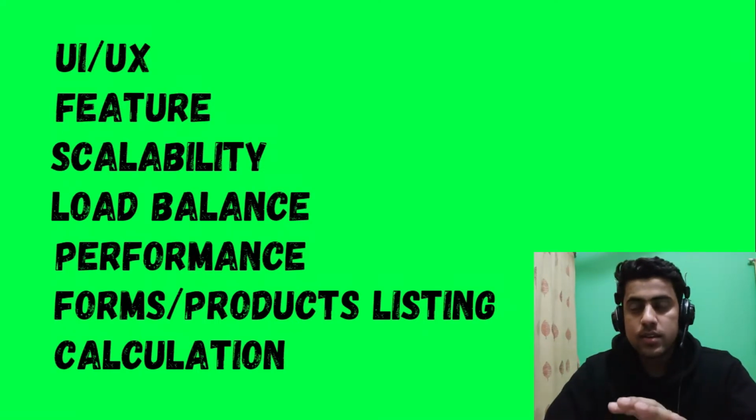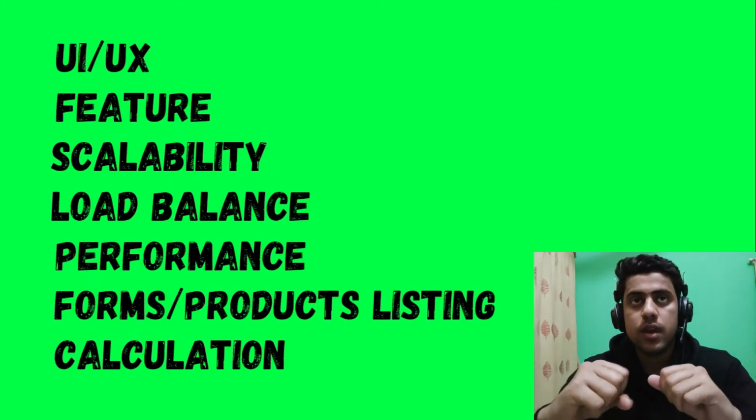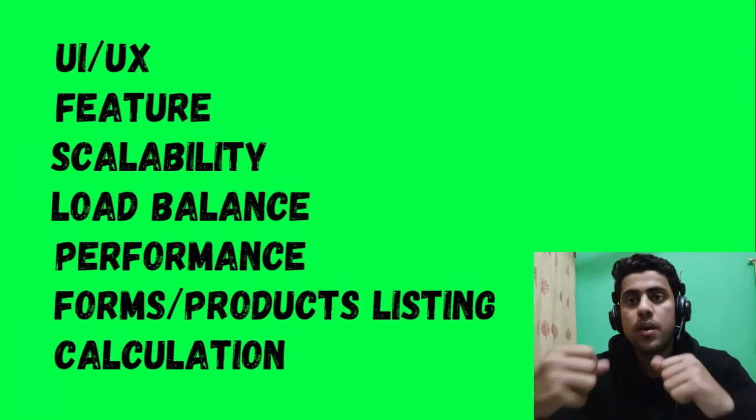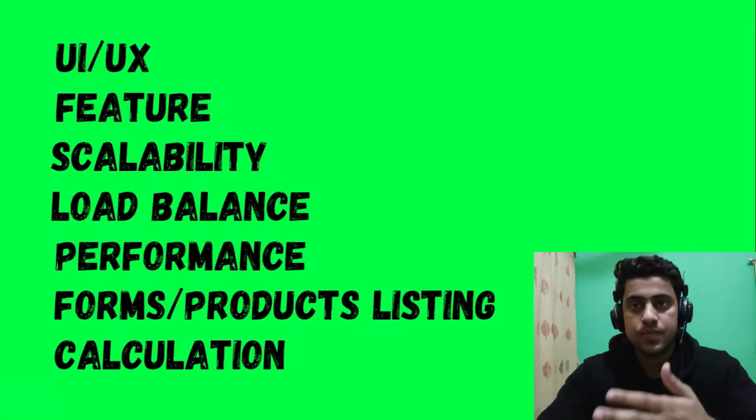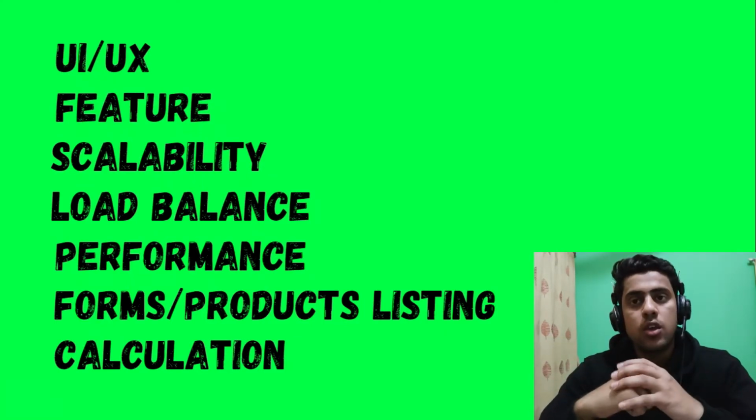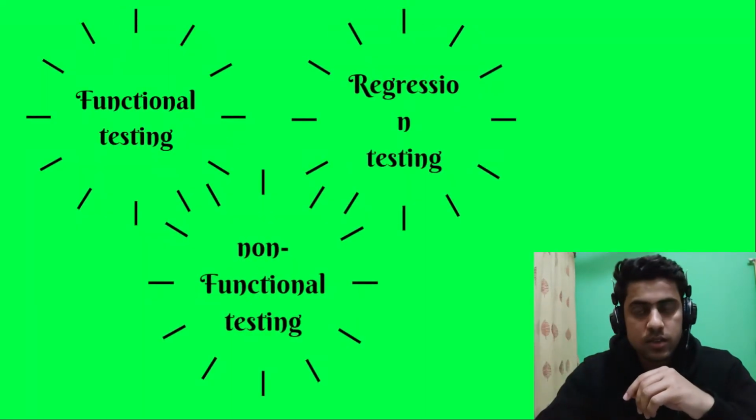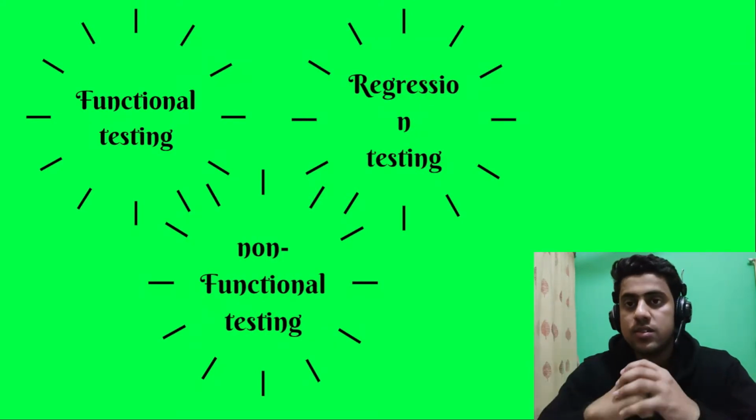So all these categories of testing lie in three common types of testing in black box testing. The first one is functional, the second is non-functional, and the third is regression.